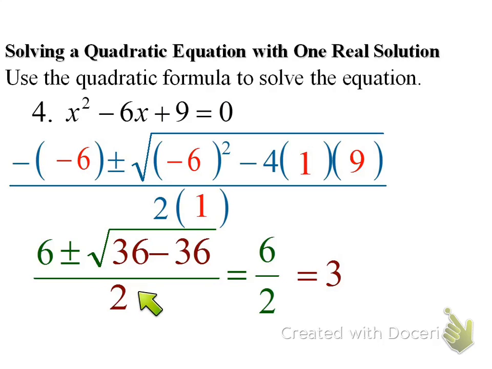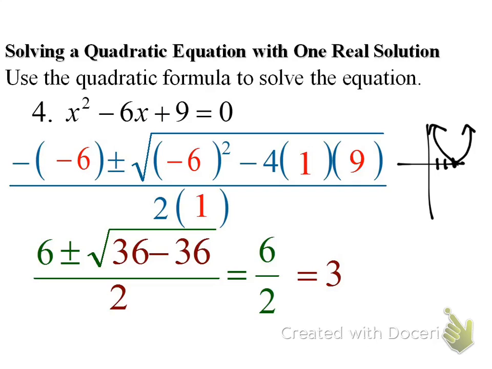Yeah, this is the vertex of the parabola, right? So if you graph this parabola, the vertex would be at x equals 3. And remember, solutions are where it touches the x-axis, so it would look something like this. So this part of the quadratic formula right here, the square root of the b squared minus 4ac, that's called the discriminant. When the discriminant equals 0, you only have one solution. And that's because the vertex of the parabola falls on the x-axis.